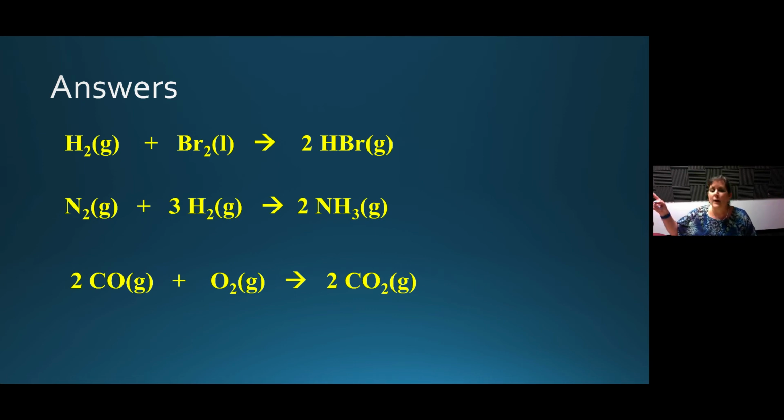If you look on the reactant side, we have 3 H2s. That's 3 times 2 is 6 H's. And on the product side, we have 2 NH3s. So for hydrogen, there's 3 of them, but there's 2 molecules, so 6. 2 times 3 is 6 H's. And then the last one was 2 CO gas plus O2 gas makes 2 CO2 gas. All right, so we balanced those 3 reactions.